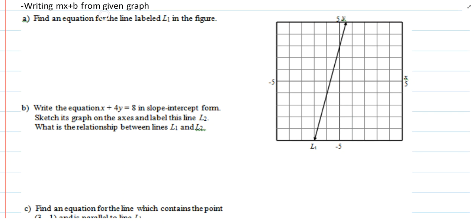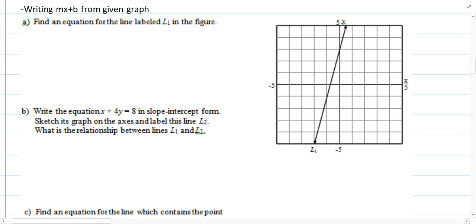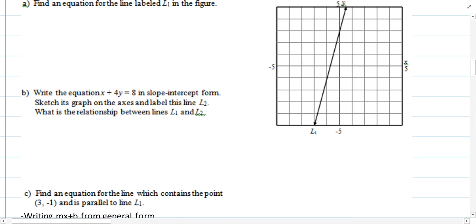So in part A of this particular question, we're being asked to find an equation for the line labeled L1 in this figure. And if the instructions aren't given to you that we're looking specifically for a slope-intercept form, mx plus b, then you might be a bit confused. But this is my chance to remind you that that's exactly what we're looking for. If the solution is supposed to be in the form y equals mx plus b, the slope-intercept form, well, it's super easy to identify the intercept, and it's fairly easy to calculate the slope.